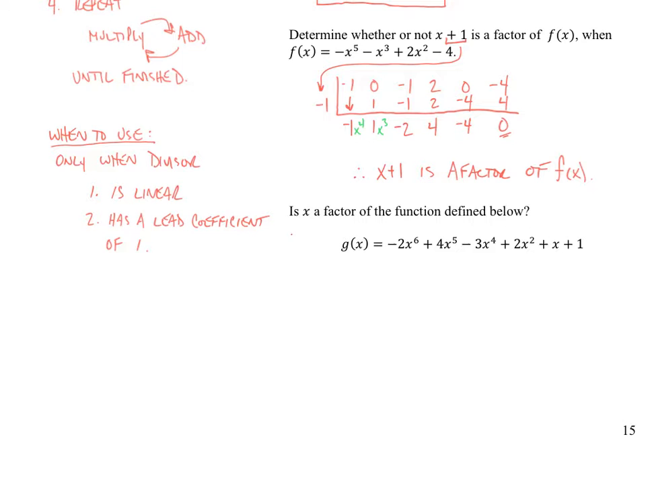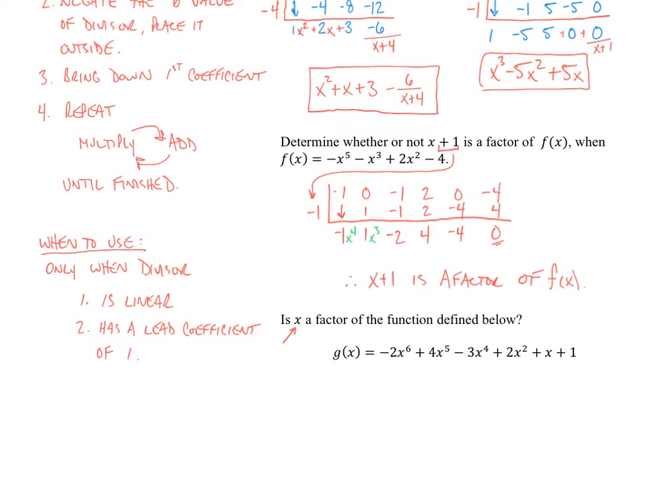Think about this x, and if you did have to make it into a binomial, what would that binomial be? Right, because here we asked, determine whether or not x plus 1 is a factor, and that was easy enough because we could just negate that 1 and put it there. But what will we be negating here to use outside our synthetic division? Think about that, and then go ahead and answer this question before you come into class.